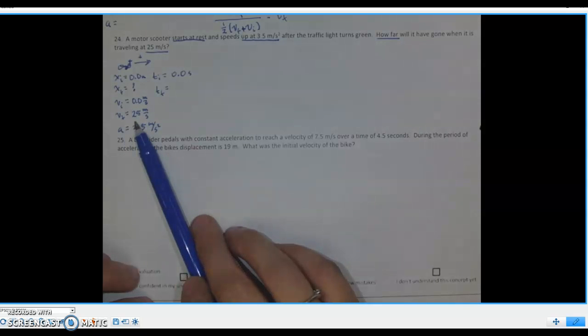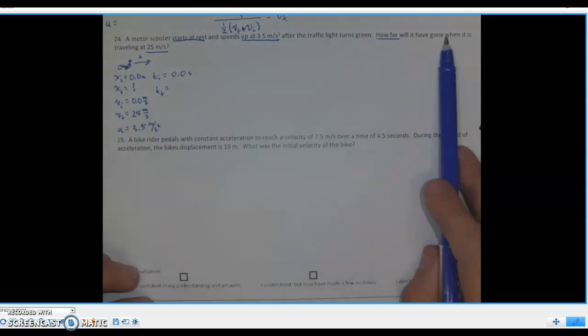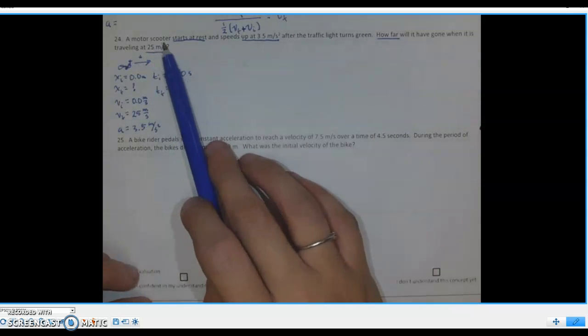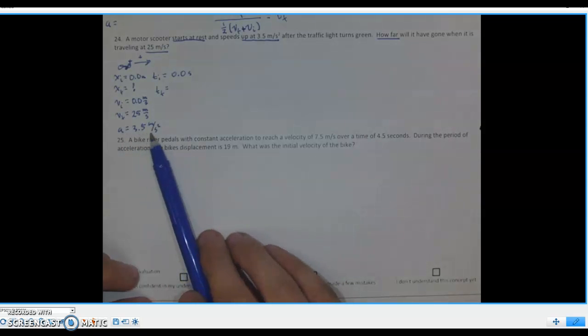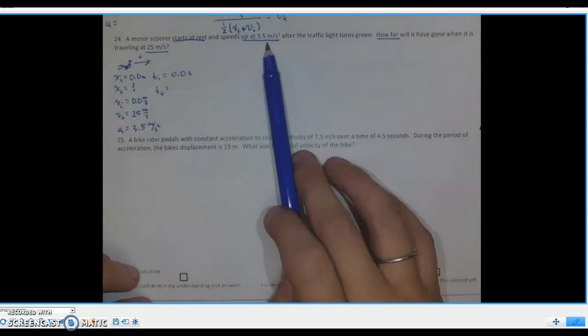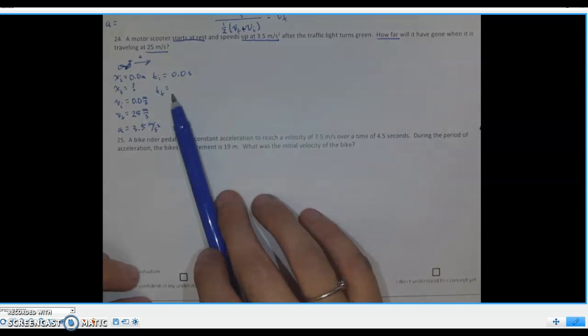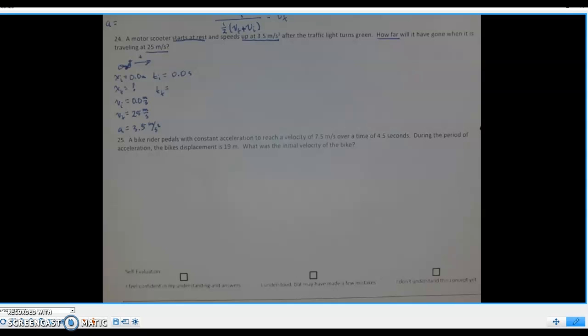Velocity final is 25 meters per second because we want to know how far we've gone when it is traveling at 25 meters per second. A unit of velocity. My acceleration is 3.5 meters per second squared. Got that right there. Time initial is 0. I do not know time final. So now I've drawn a picture, I've established an origin, I've made a list of knowns and unknowns.